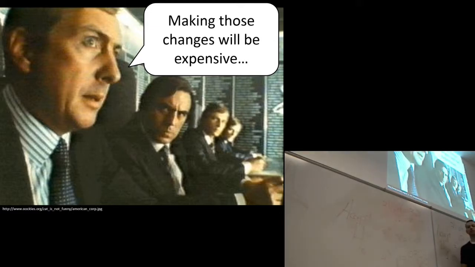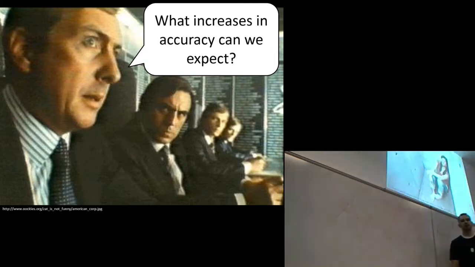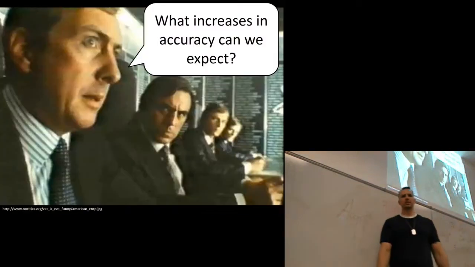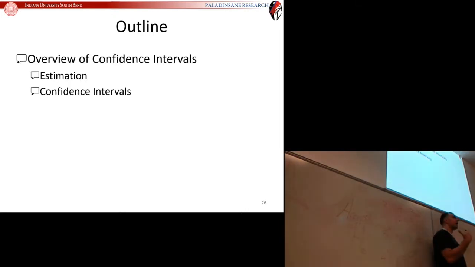And for that, they don't just need to know that the 10-second condition is more accurate. They need to know how much more accurate it is. What is the increase in accuracy that they can expect with a timeout of 10 seconds versus 5 seconds? So that's what we're going to be looking at today. How can we calculate how much of something there is? How much of an effect is there? And that's what we're going to do with confidence intervals.